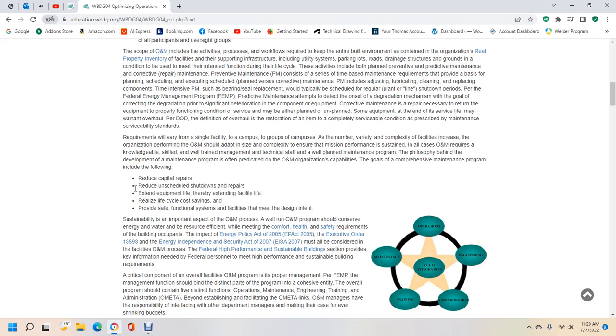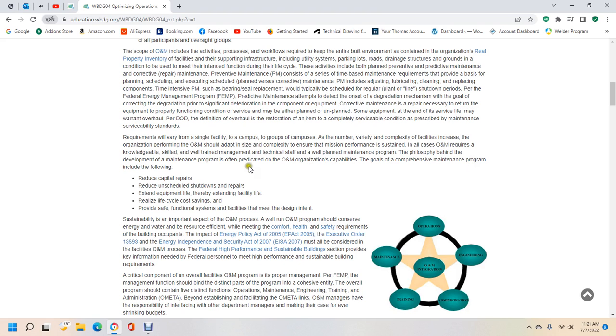Requirements will vary with a single facility, with a campus, with a group of campuses. The variety and complexity of the facilities increase with the organization, and those performing the operation and maintenance should adapt to the type of complexity, driven by mission performance. Sustained operation and maintenance requires knowledgeable, skillful, well-trained management and technical staff, and a well-planned maintenance program. This philosophy is made with the development of the maintenance program, predicated on the operation and maintenance organization's capabilities.